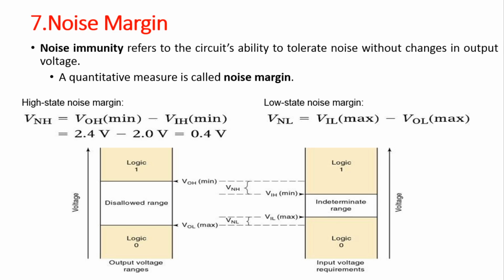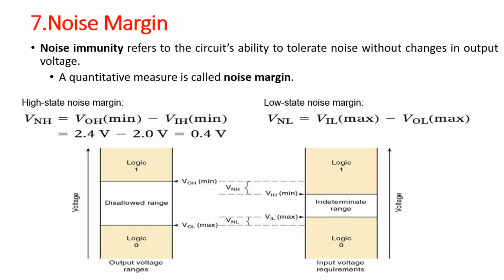VNH is equal to VOH minimum minus VIH minimum, and the voltage ranges from 2.5 volt minus 2.0 volt, which is equal to 0.4 volt. This voltage is called the high noise margin voltage, which is 0.4 volt. Whereas for the low state noise margin, VNL, the low state noise margin voltage, is equal to VIL max minus VOL max. This equation gives you the low state noise margin voltage.